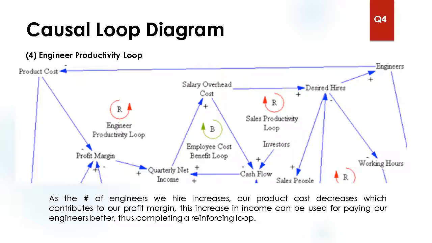Fourth, the engineer productivity loop. As the number of engineers we hire increases, our product cost decreases, which contributes to our profit margin. This increase in income can be used for paying our engineers better, thus completing a reinforcing loop.